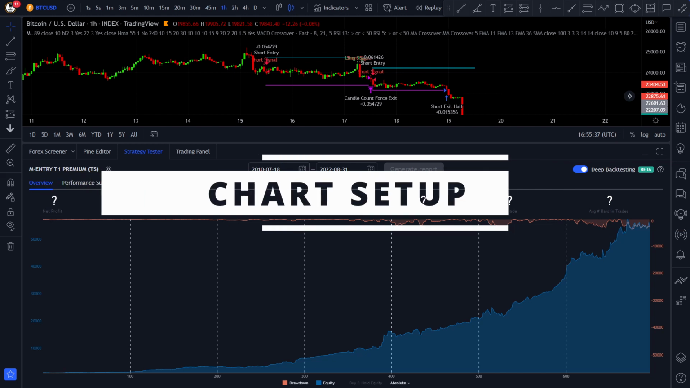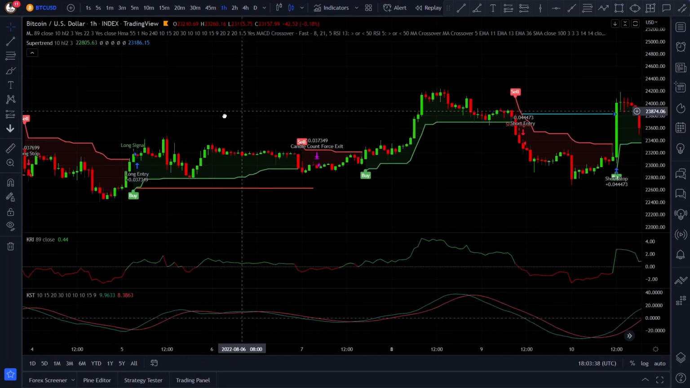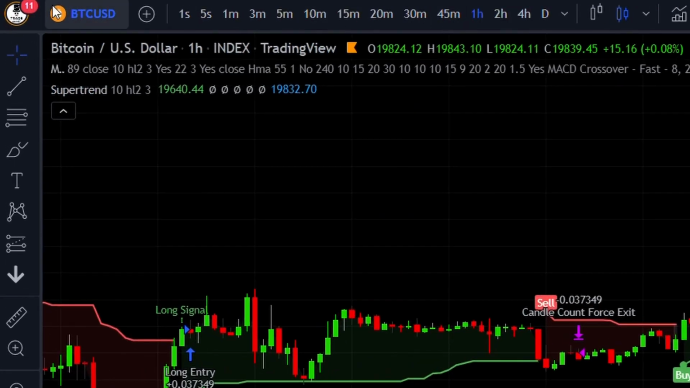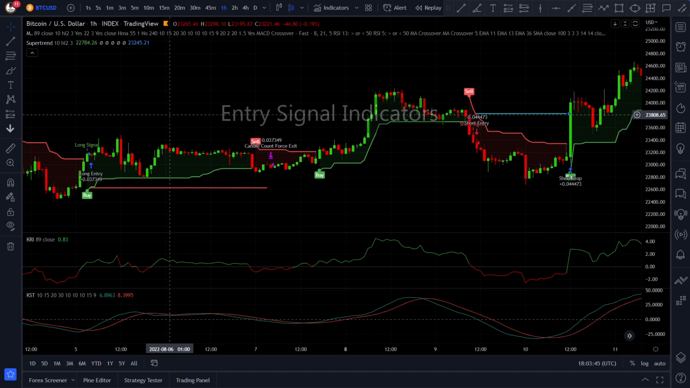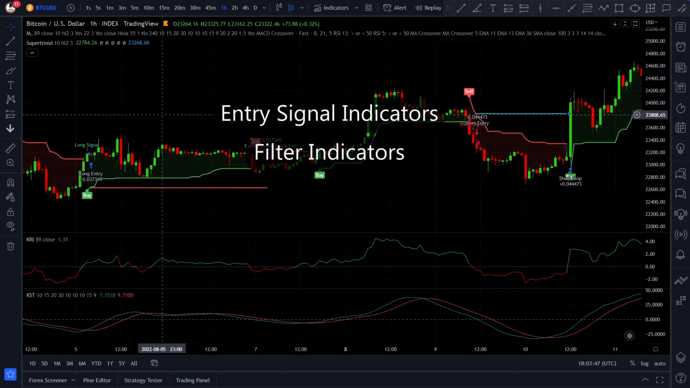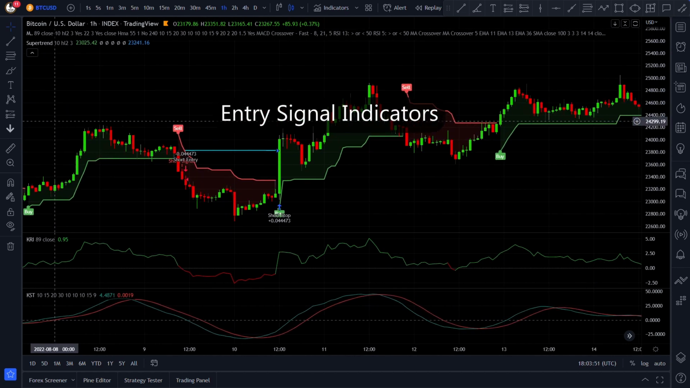Let's go over the chart setup, then I will explain the rules for long and short entries. First, open up TradingView and set up the 1-hour Bitcoin US dollar chart. The simplified strategy, which I am about to show you, consists of entry signal indicators, 2 filter indicators, and the stop loss indicator. First, let's go over the entry signal indicators.